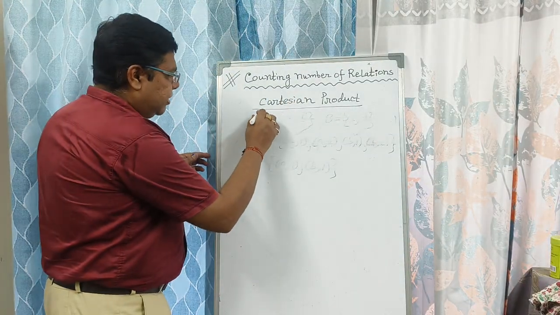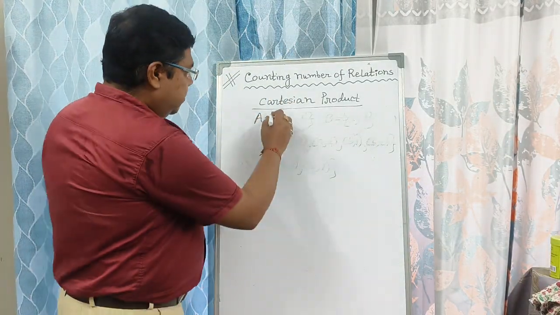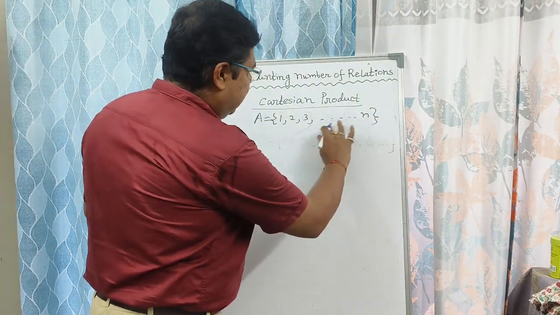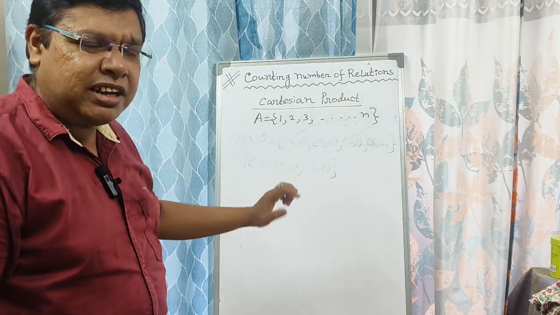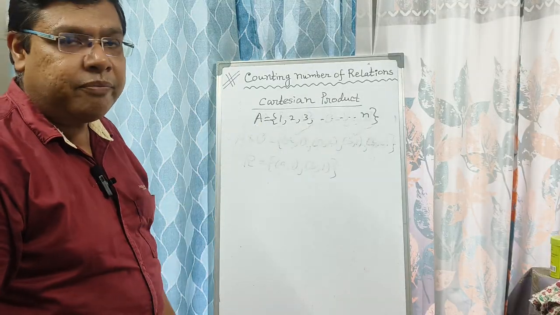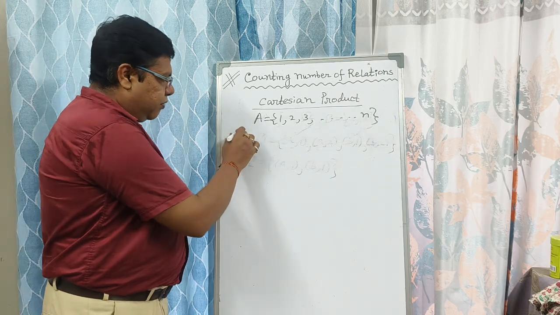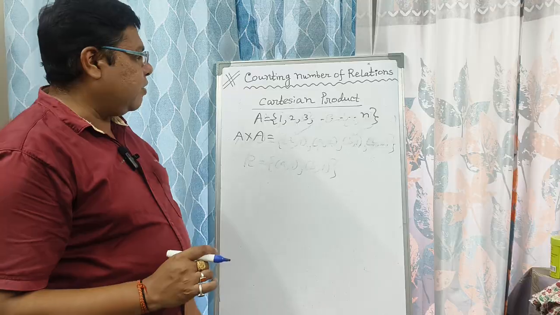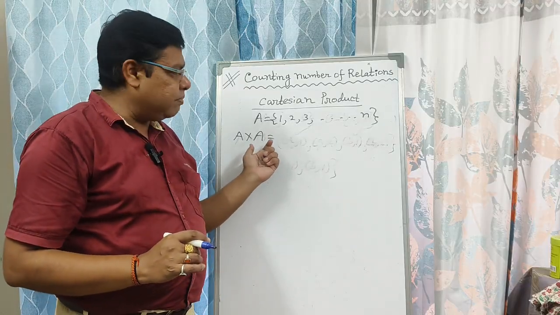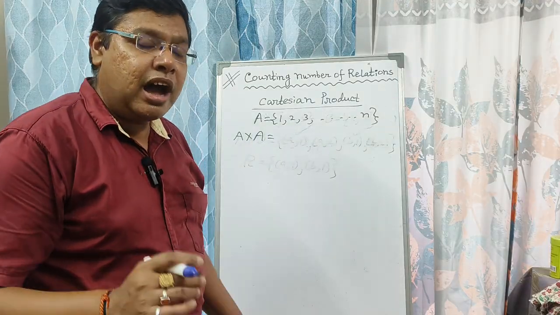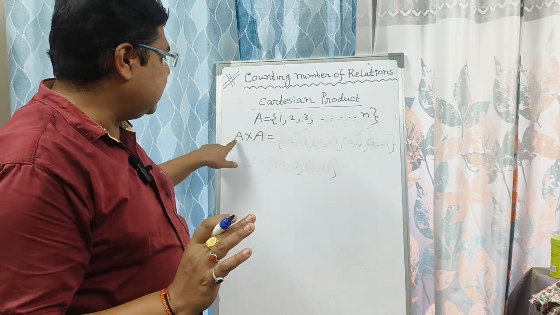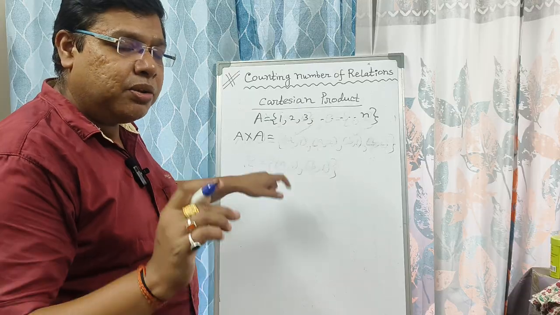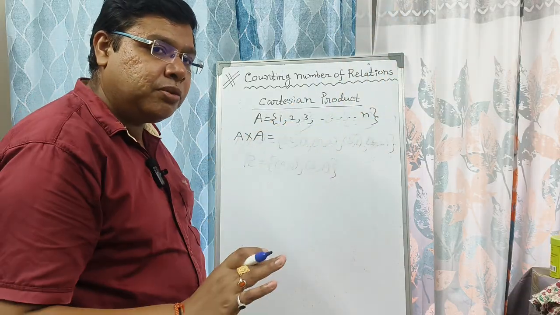Suppose I have only one set A, and in this set there are n number of elements: 1, 2, 3, like this. Say it is a set of natural numbers or whatever. Now if I make A cross A, what will I get? I will get many ordered pairs. How many ordered pairs? For set A we have n elements, so n elements into n elements. Clear? So n square number of ordered pairs we will get.